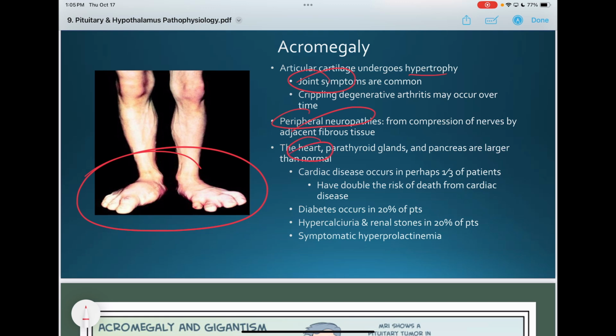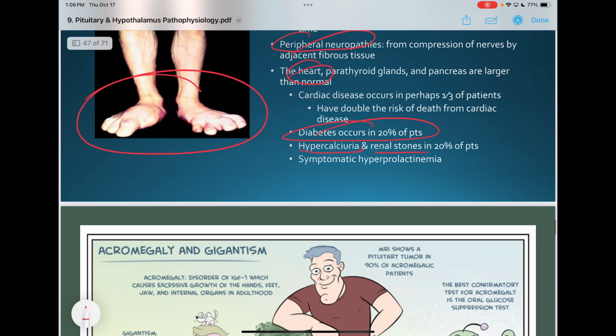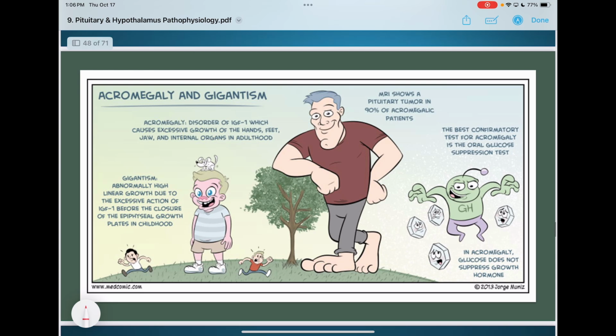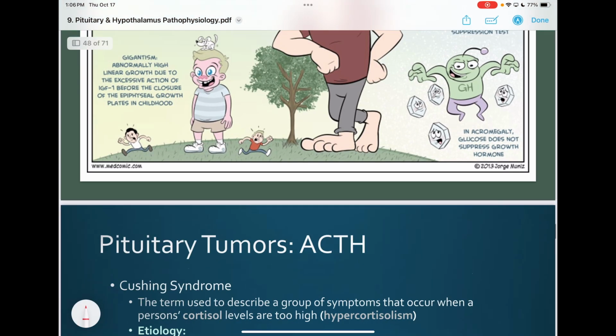Heart problems. The heart is going to increase in size as well. Diabetes occurs in 20% of these patients. Why? Excess GH causes excess glucose in the blood. As I said before, if you're on growth hormone supplements for a long time, you might get diabetes because of the excess sugar being dumped due to the growth hormone. Hypercalciuria, therefore renal stones can develop, and symptomatic hyperprolactinemia. So here are the differences between acromegaly and gigantism as you are studying.